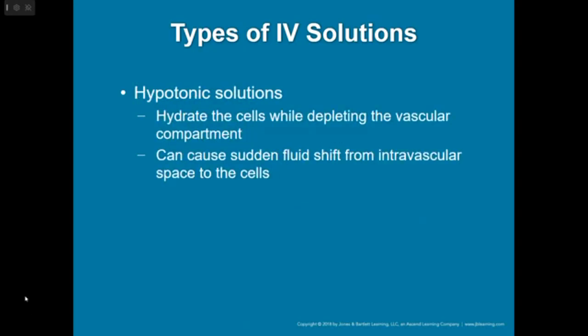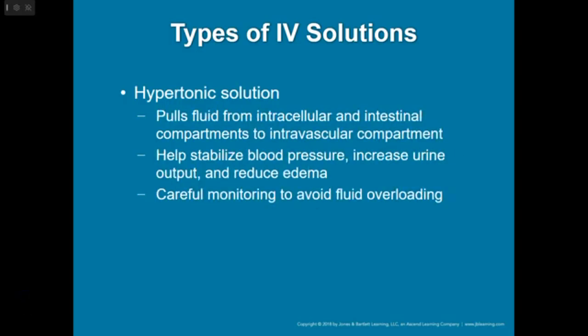All right, hypotonic solutions hydrate the cells while depleting the vascular compartment, like we mentioned, can cause sudden fluid shift from intravascular space to the cells. That's going to happen if you're giving it rapidly. We want to just, like we mentioned with D5W, just give it very slowly. If for whatever reason you had to give half normal saline, it's probably going to be a transfer. You're going to be basing that off of lab work that you might see and what the physician thinks the patient needs.